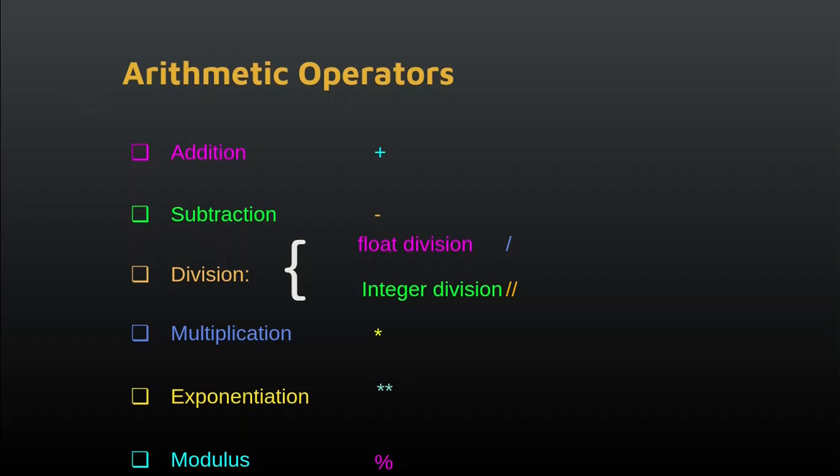Exponentiation, you're just raising a number to a power. So if I say 2 to the power of 2, that will give you 4, right? So you're raising a number to a power. That's that operator. I will show you how to use that. Multiplication, just multiplying two numbers. Division, I've explained both of them, and then subtraction and multiplication, right?